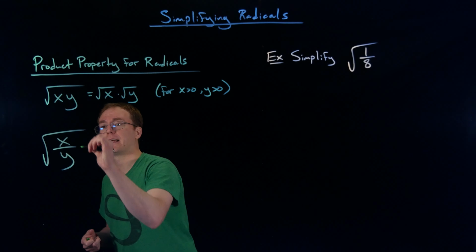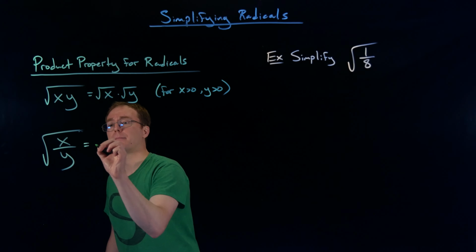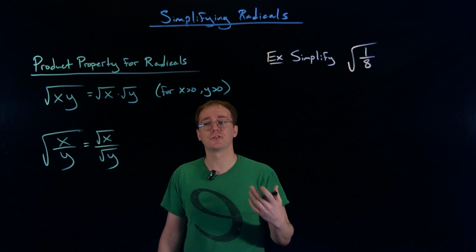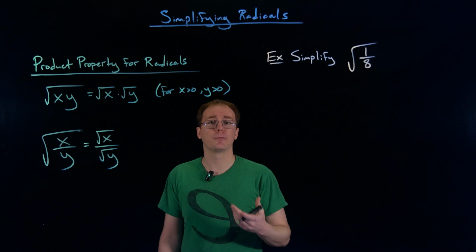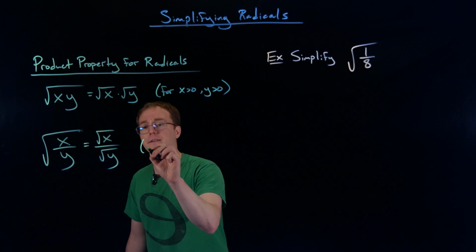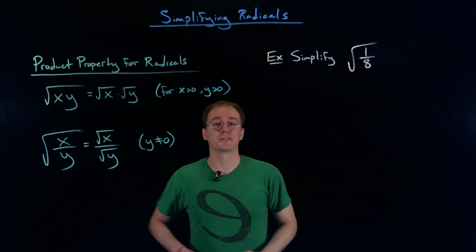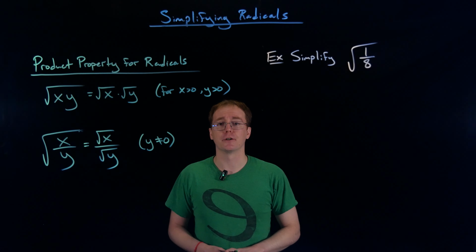But if we have something like the square root of x over y, we can break that apart as the square root of x over the square root of y, basically just evaluate the numerator and denominator separately. But of course, we have to still make sure that x and y are both positive. And also, in this case, y cannot be equal to 0. Oops, let me fix that. I meant to write y cannot be equal to 0 because we can't have division by 0.